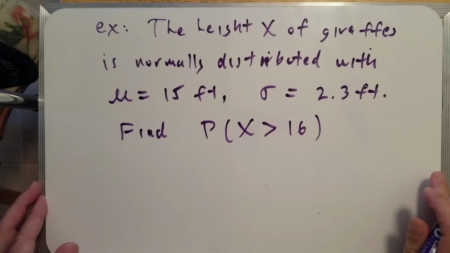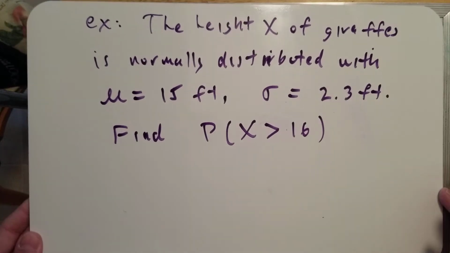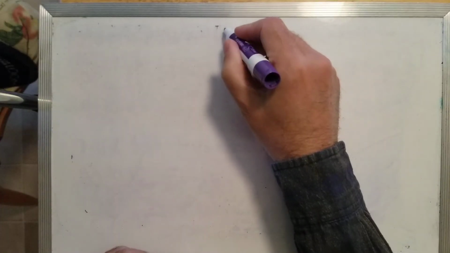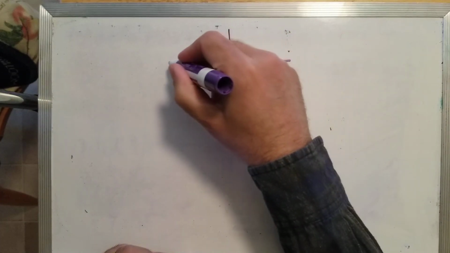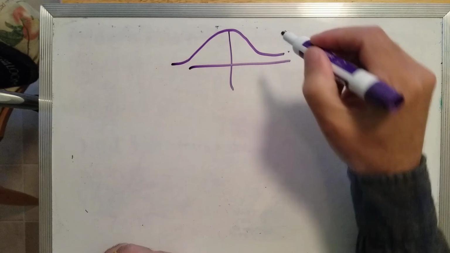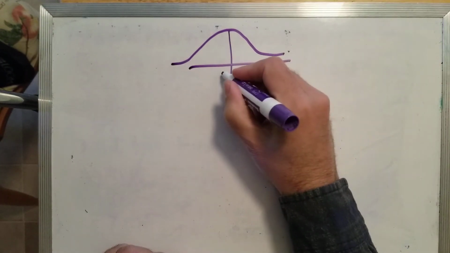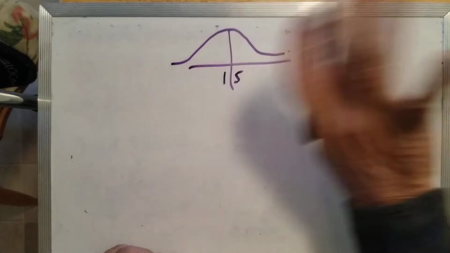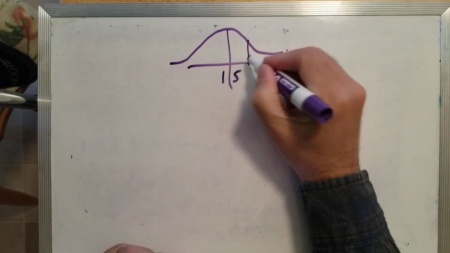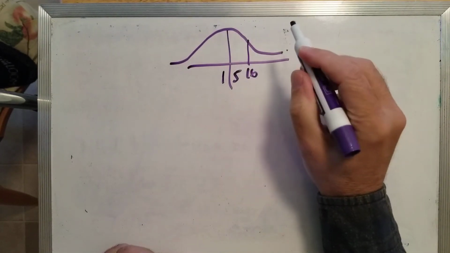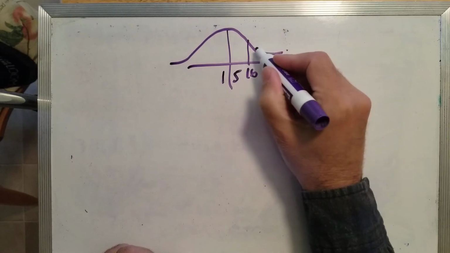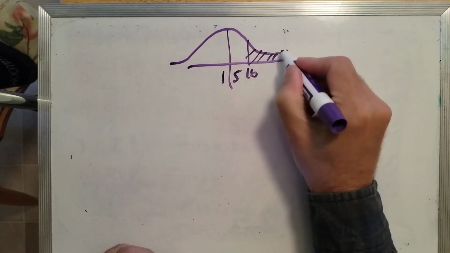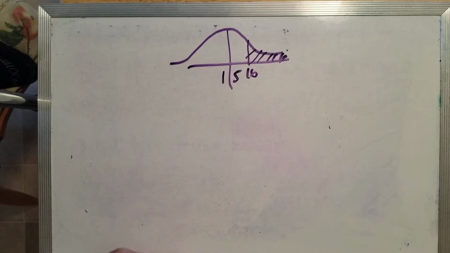For this, we're going to use normal CDF, but first I'm going to draw a picture. Here's a picture of the graph for this. It's a normal distribution. The mean, which is 15, is right in the middle of the graph, and 16 is bigger than 15. I'm going to say 16 is about there, and the probability that the height is greater than 16 is that shaded area.